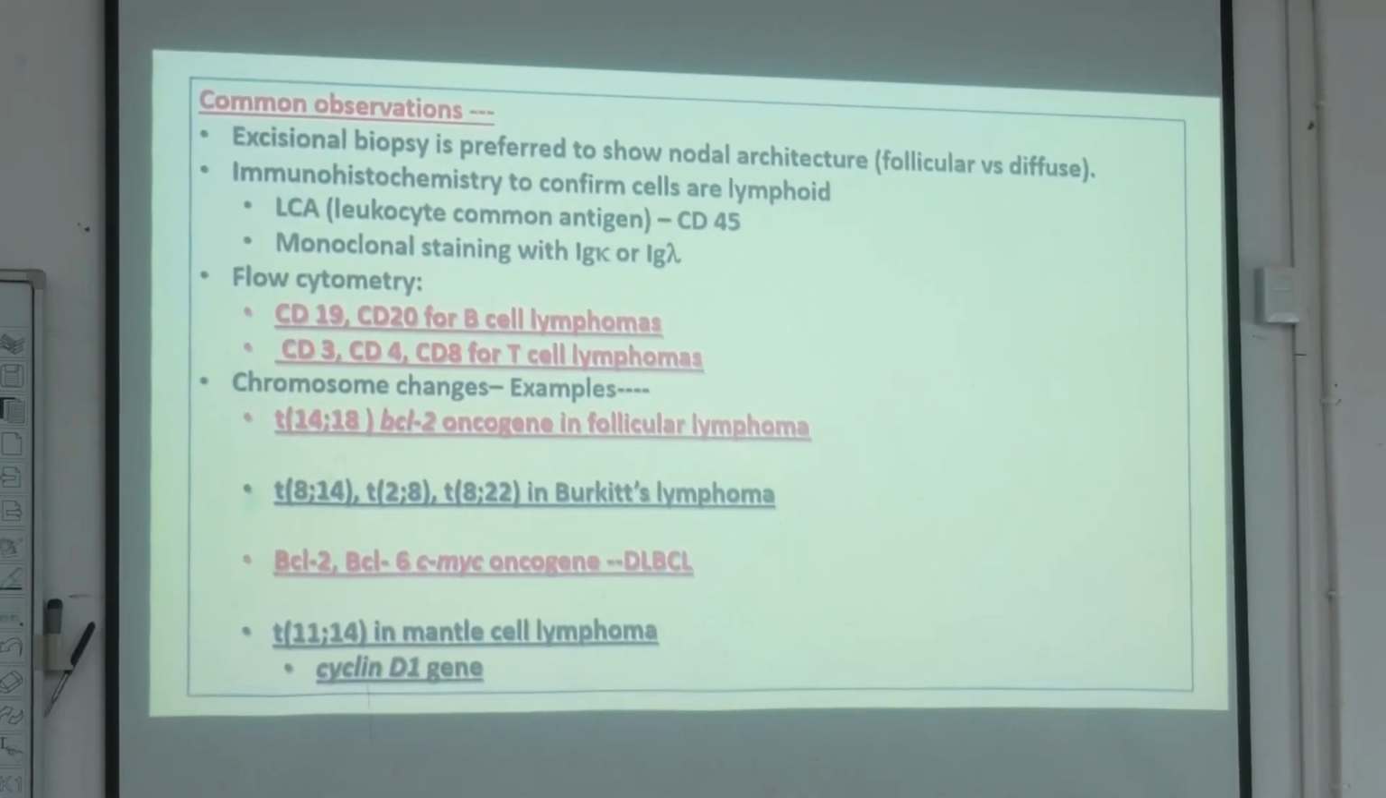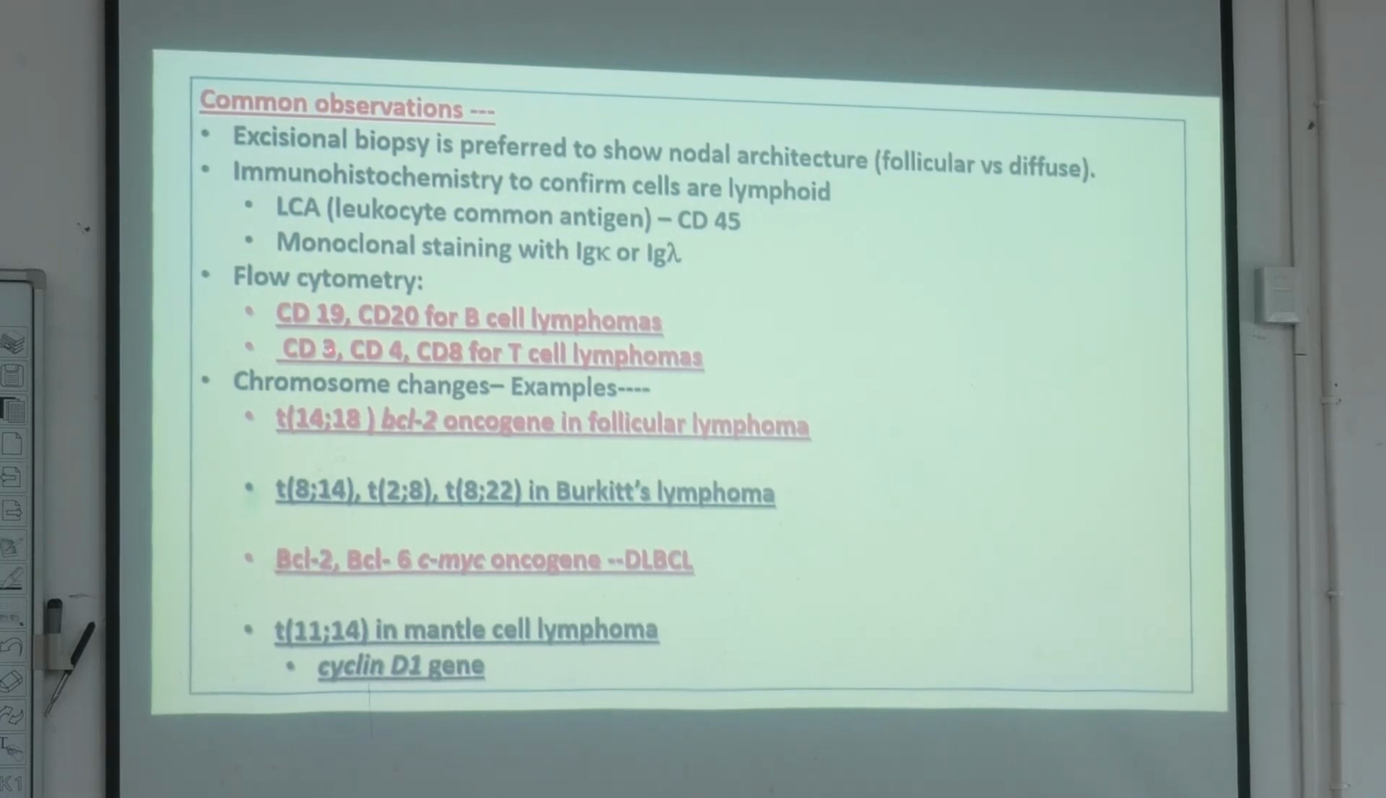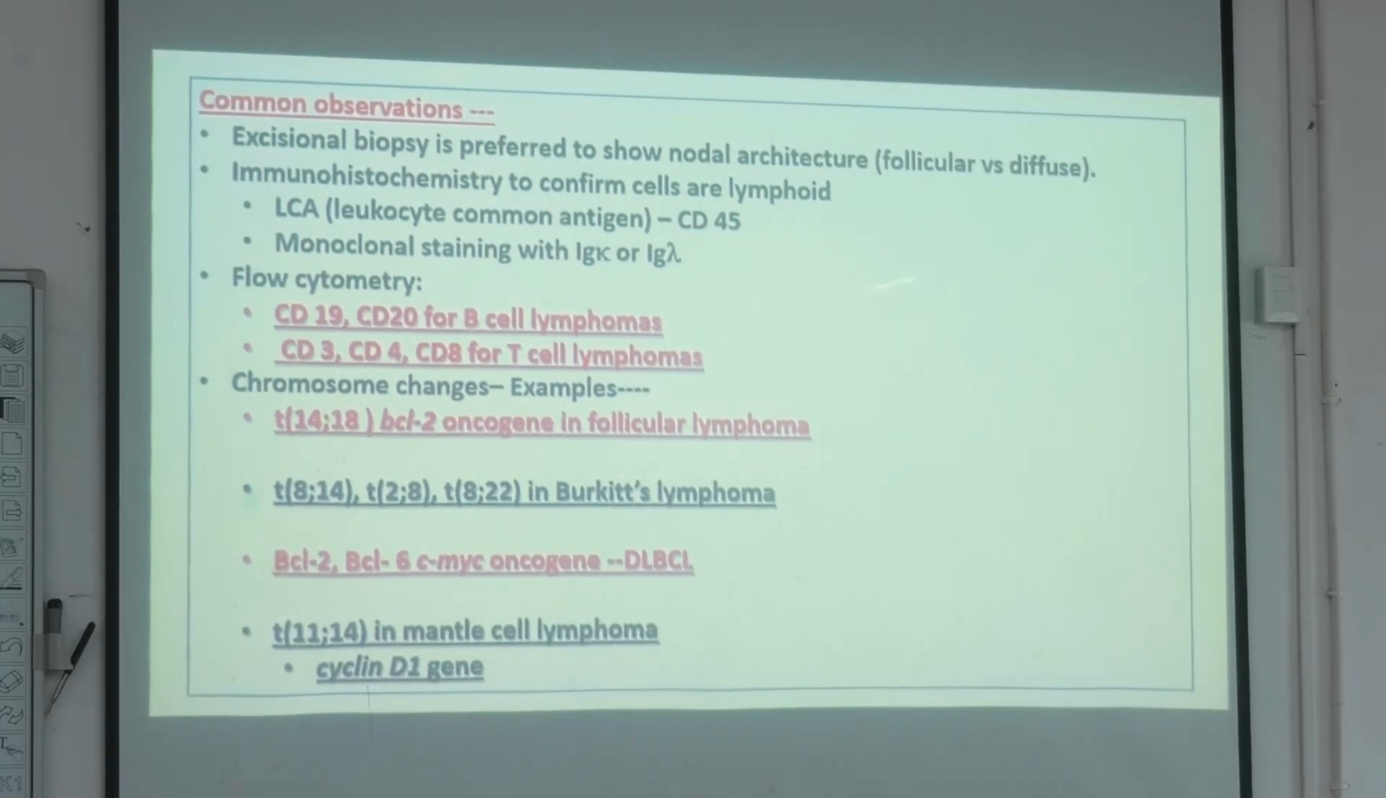For flow cytometry we have to know CD19, CD20 for B cell, and a few others also; it's a very big list. Only CD19, CD20 for B cell, CD3, CD4, CD8 for T cell. These are the things we will identify. This is which group it will come to, whether it is B cell origin or T cell origin.